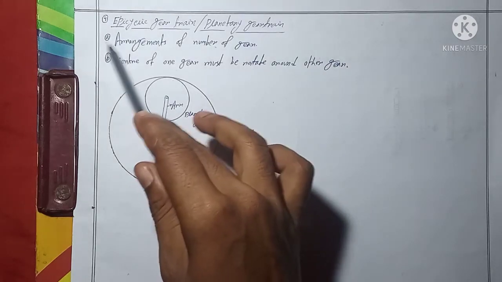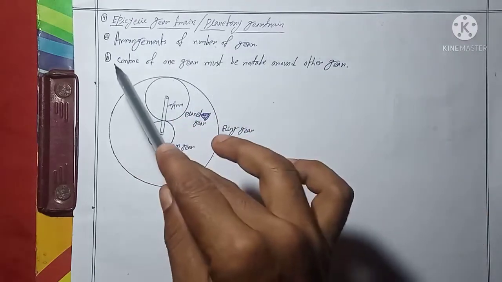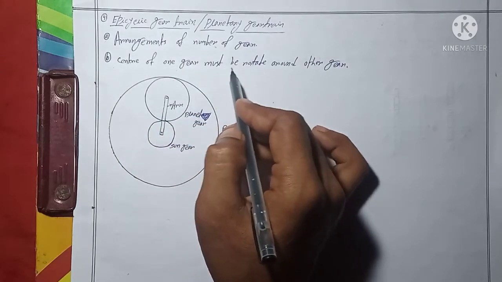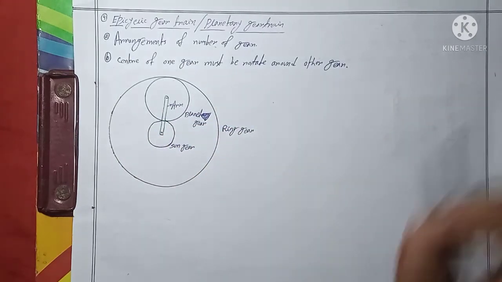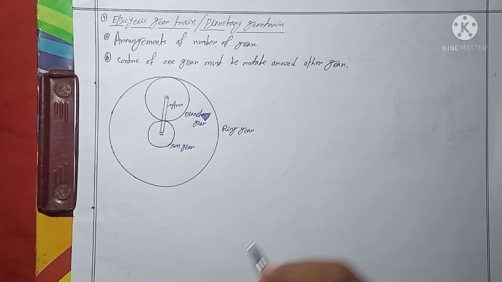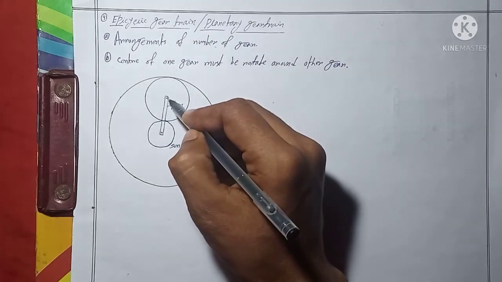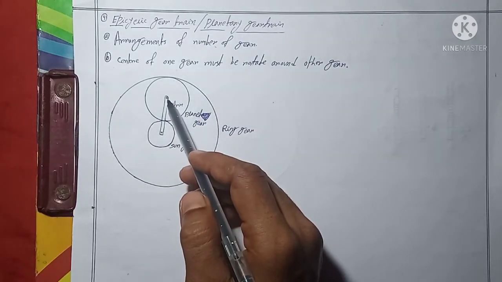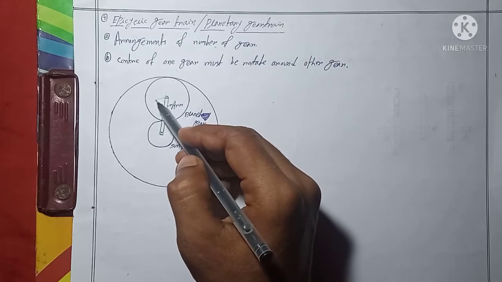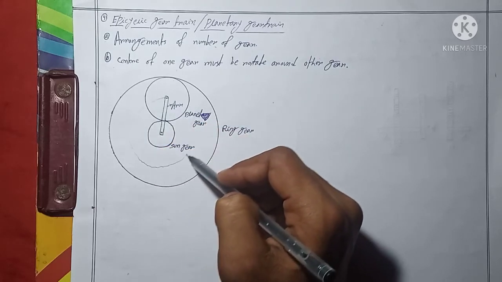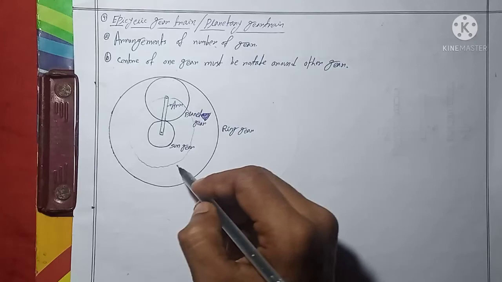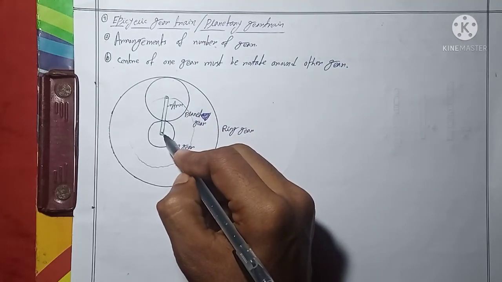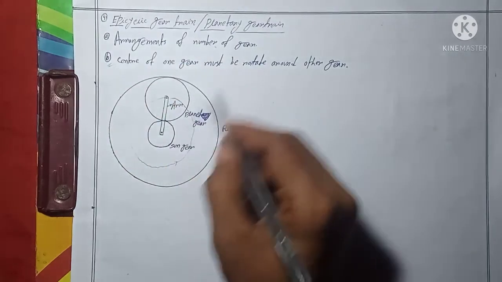The same point A, the same arrangement of number of gears. The next one is very important: the center of one gear must rotate around the other gear. Suppose I take that this is the center of this gear. Now you can observe the center of this gear will rotate this way, like this, meaning the center of this gear rotates around the center of this gear. This is what is written here.